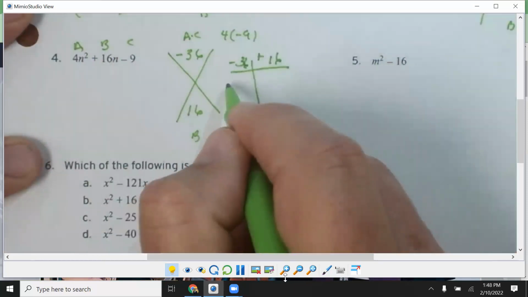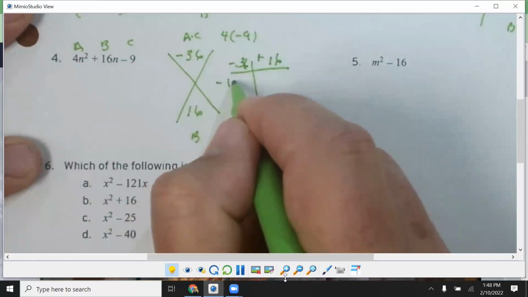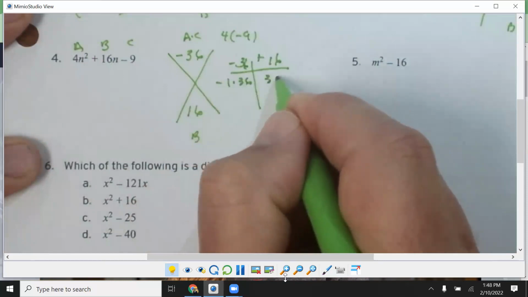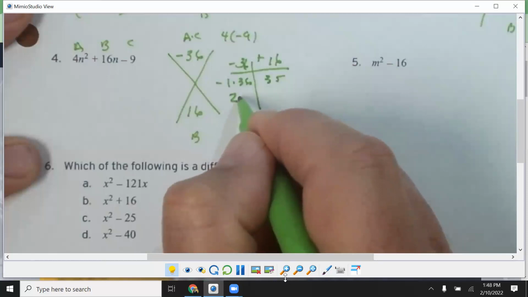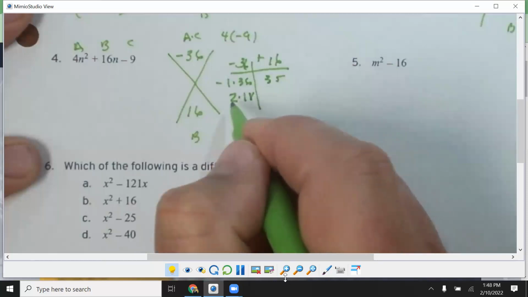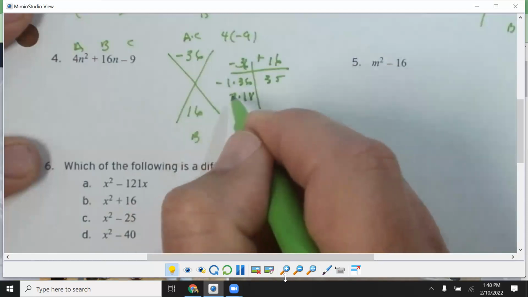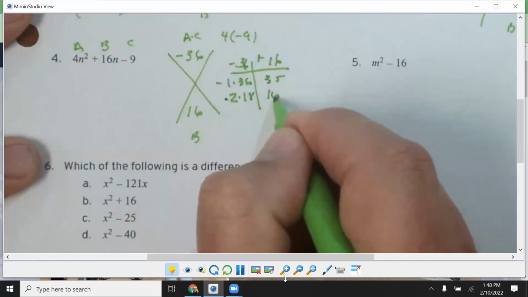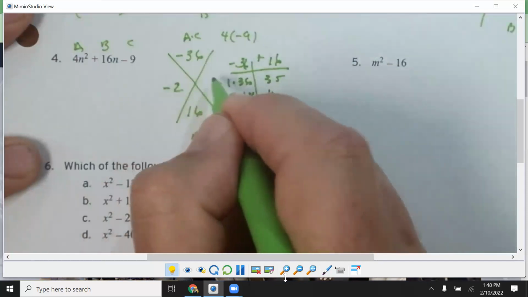Since this is positive, that means the bigger number is positive. So if I say negative 1 times 36, if I add that, that's going to be 35. So that's not going to work. All right, so if I try 2 and 18, 2 goes into 36 18 times. Since this is a positive, I'll make my little one a negative. So if I add those up, that is 16. So that works. So we're going to put -2 and we're going to put 18.